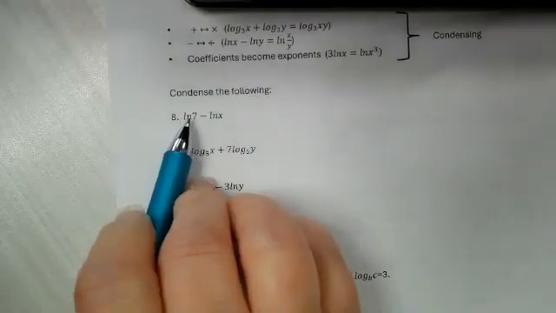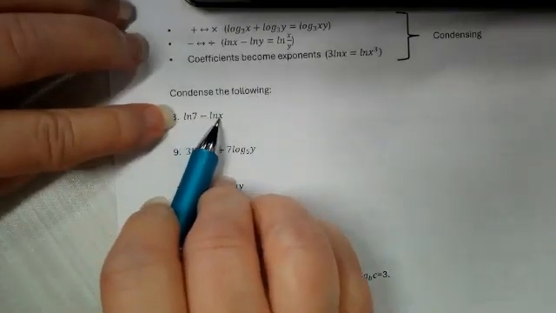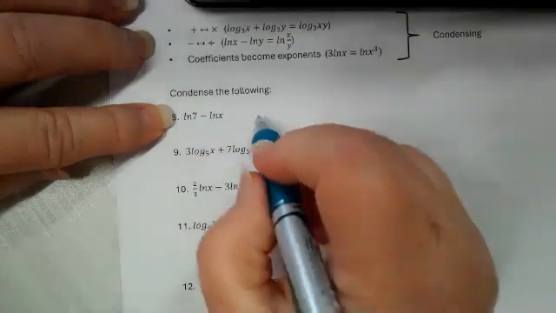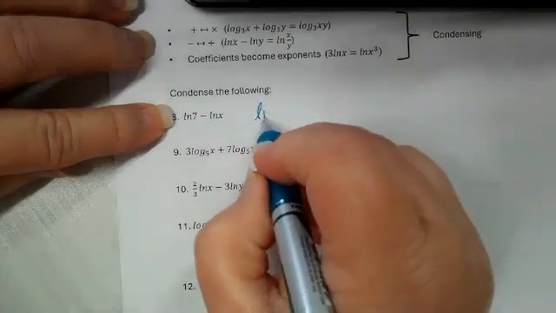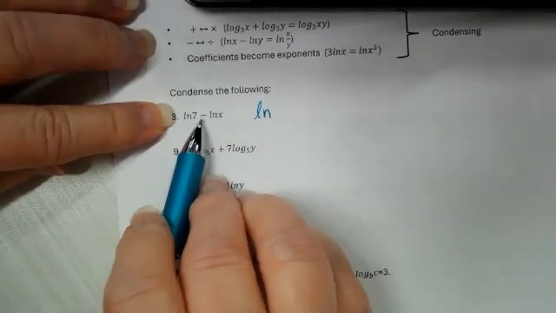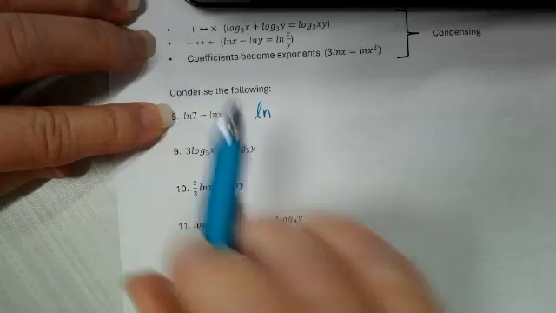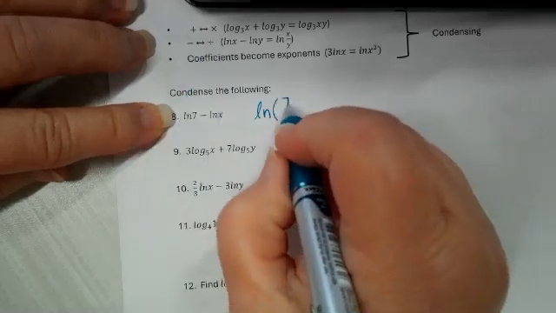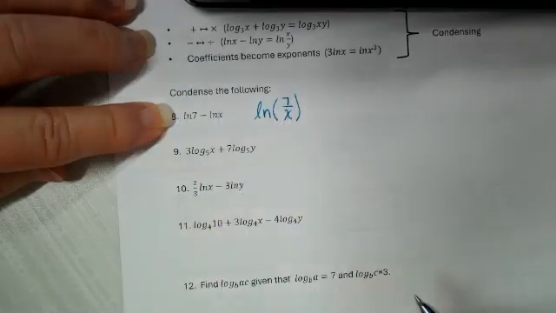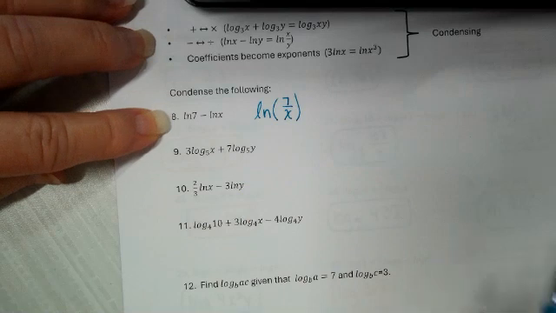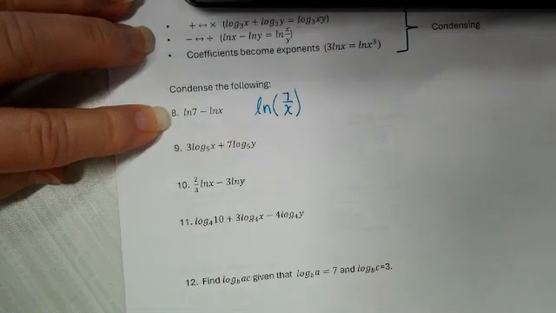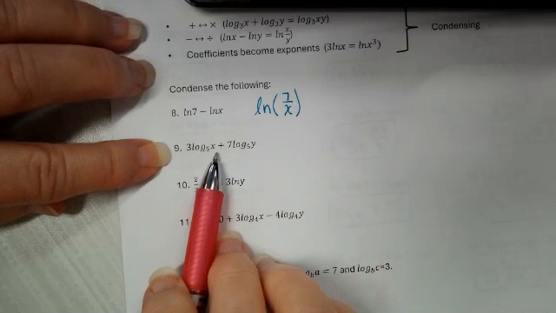It says natural log of 7 minus natural log of x. So we're going to combine those into a single log expression. Subtraction turns into division. So I'm going to say this is the natural log of 7 over x. 7 divided by x. Now let's take a look at this one.